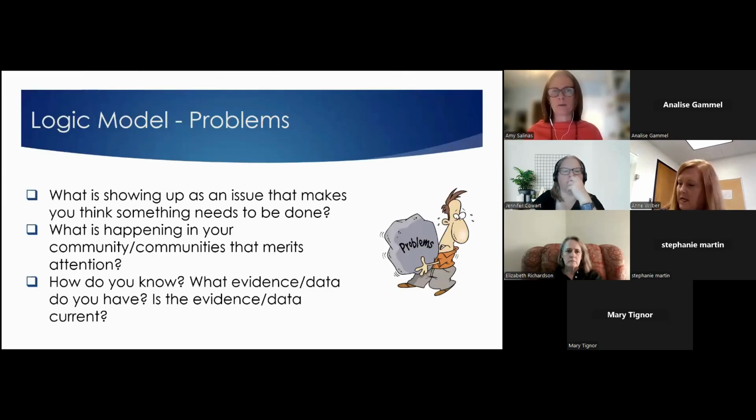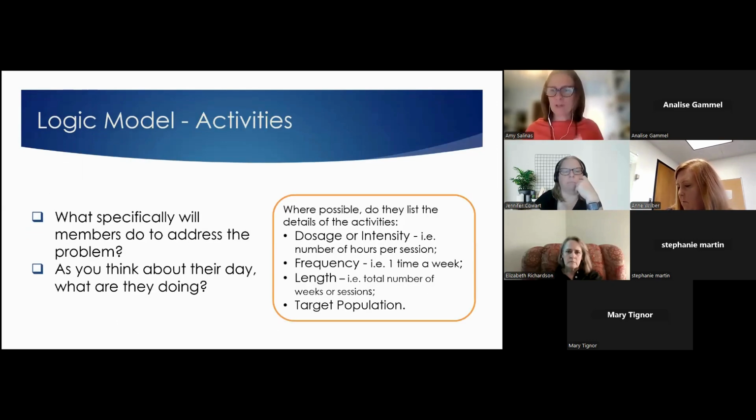So the first column is your problem section. It's just the things I was talking about earlier. What's showing up as an issue that makes you think something needs to be done? What's happening that is meriting your attention? What data do you have to share? How can you talk about it in this unfortunate column document? But you start first with setting the stage for the problem and give some data to demonstrate it. Okay. I'm going to skip the inputs column and save that for last, so I didn't forget a slide.